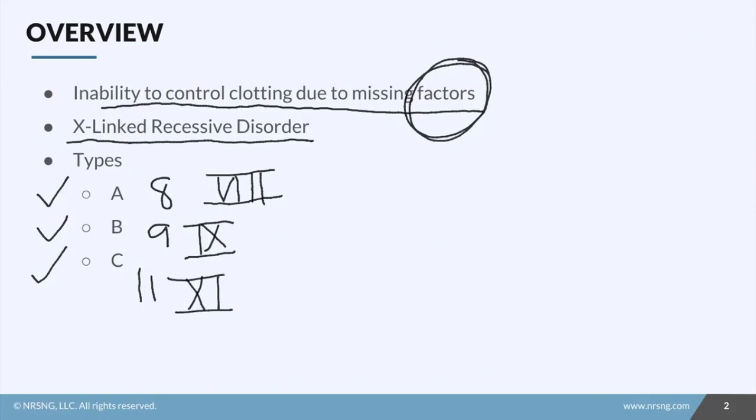Hemophilia A is the most common, and it actually accounts for 80% of the cases of hemophilia. Treatment for A and B is quite similar in that you're just giving the clotting factors. Treatment for C is quite a bit more complicated, but you don't really need to worry about that because it's extremely, extremely rare. So what we're talking about in this lesson is primarily going to be focused on A and B.